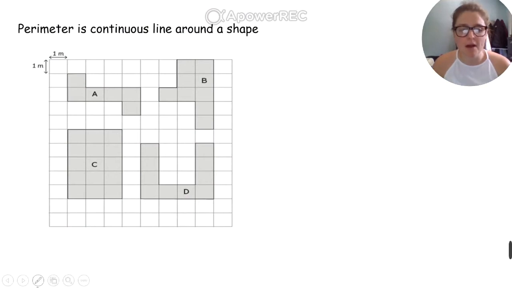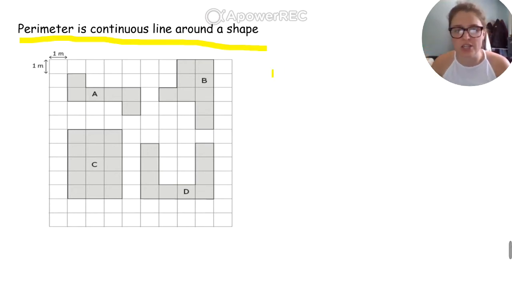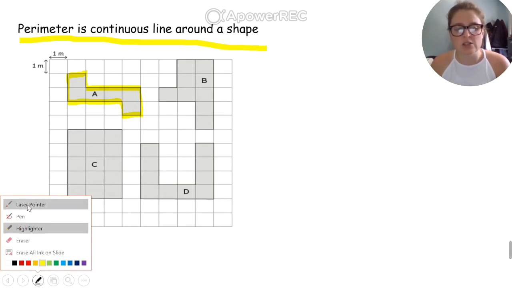So if you remember, last term we were looking at perimeter and how perimeter is the continuous line around a shape. So almost think of it like you are walking around the shape. So if I was going to walk around this shape, I might start here, doesn't really matter where I start, and I'm going to walk 1 meter, and we know it's a meter because that's what it says up here. I'm going to walk 2 meters, 3, 4, 5, 6, 7, 8, 9, 10, 11, 12, 13, and 14 meters.